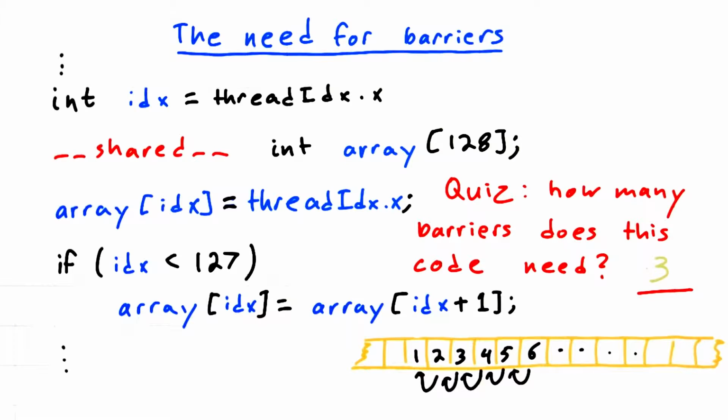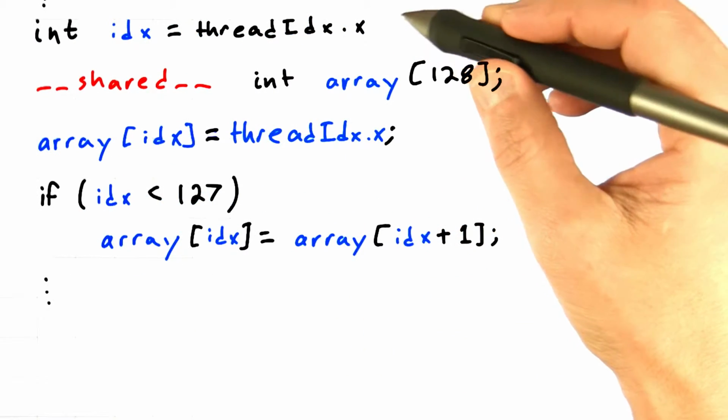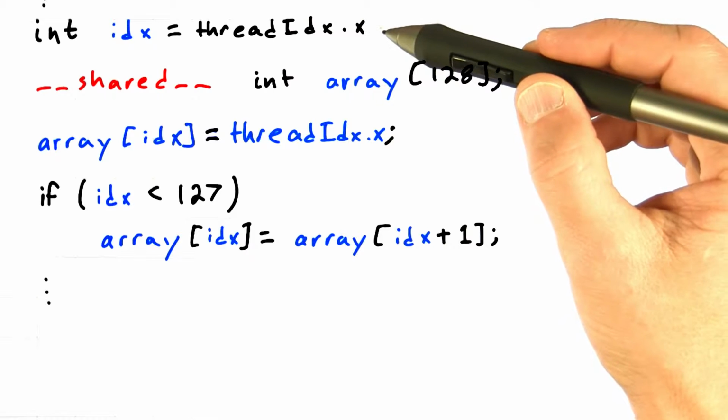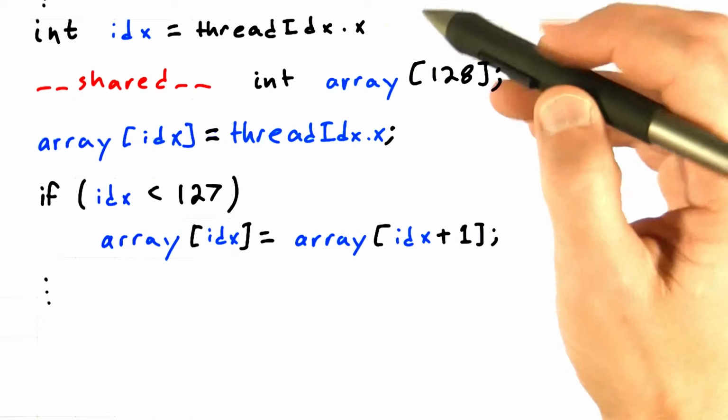So the answer is 3. Why is that? Well, here's the code. Let's take it step by step. First of all, every thread is just setting a local variable equal to its own thread index.